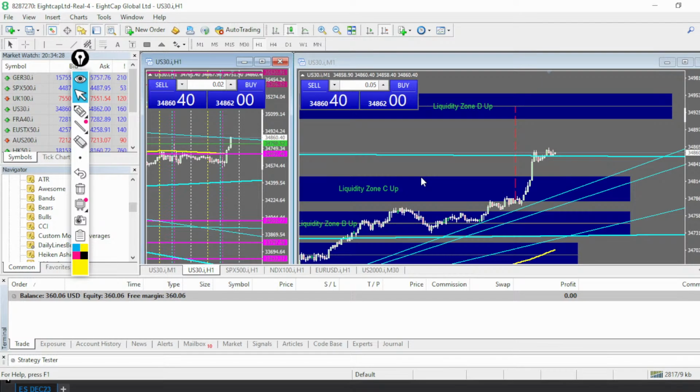What we're trading today is liquidity zones. Right now, I'm waiting patiently for price to get to the D zone. Then I'm going to look for a short off the D zone.